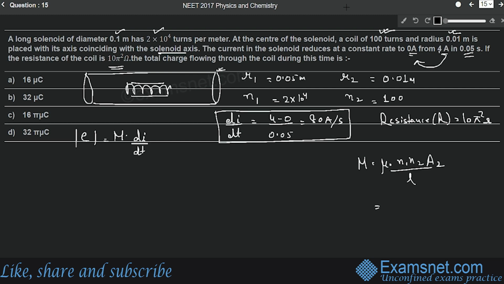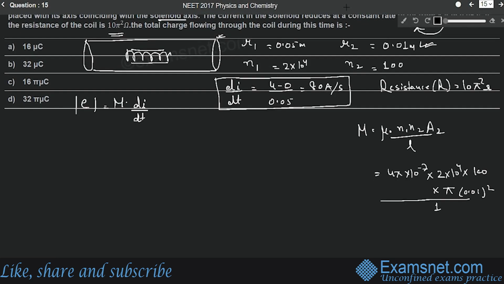Mu naught is equal to 4 pi into 10 to the power minus 7. This is a constant. N1 is equal to 2 into 10 to the power 4. N2 is equal to 100. And area will be equal to pi r square, where r, the radius of the smaller one, is 0.01 meter. So 0.01 square, upon length is 1 only, so let's just ignore it. Now on solving this, what do we get? We'll get 8 pi square into 10 to the power minus 5.